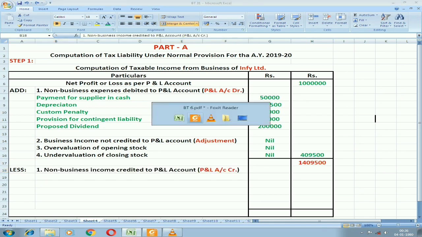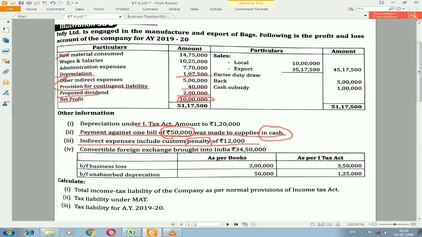Then we are supposed to take non-business income on the credit side. As you can see, we don't have any non-business income on the credit side, because the first one is sales. Under sales, we have local sales, that is business. Then we have exports. Under export, we have one point, that is convertible foreign exchange brought into India. Any convertible foreign exchange brought into India will not have any restrictions by the government. As this is a legal activity, it will also be considered as business income. So that is the reason it will not be considered as non-business income and we are not going to take it. Then we have excise duty drawback.